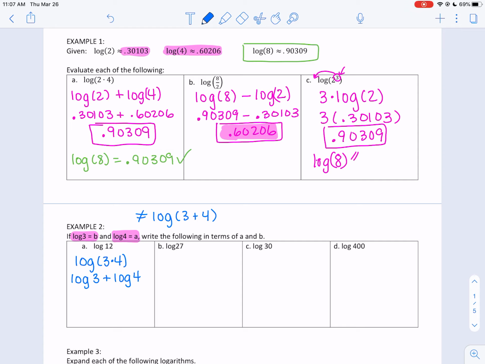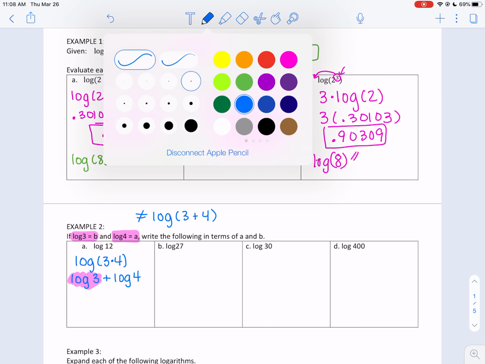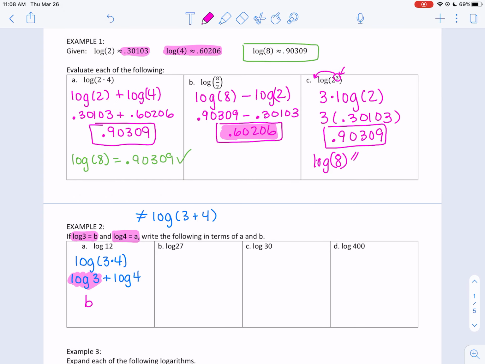Please make sure that as you expand them, you're writing them as two separate logs, log 3 plus log 4. Because if that's the case, now log 3 is equivalent to b, and log 4, that expression there, is equivalent to a. So the expression of log 12 is actually equal to b plus a.